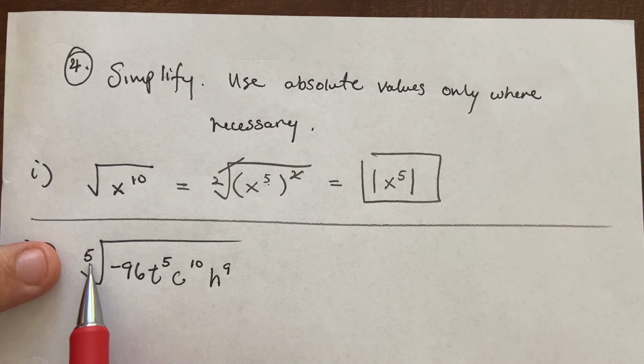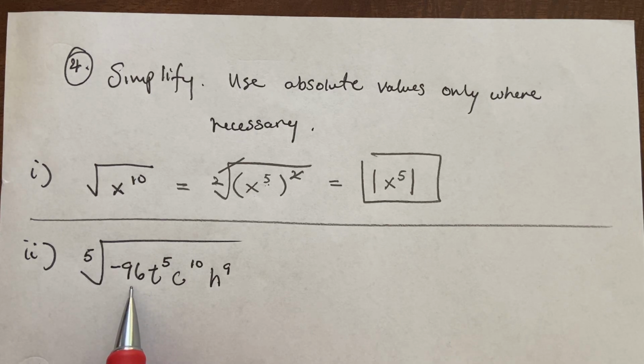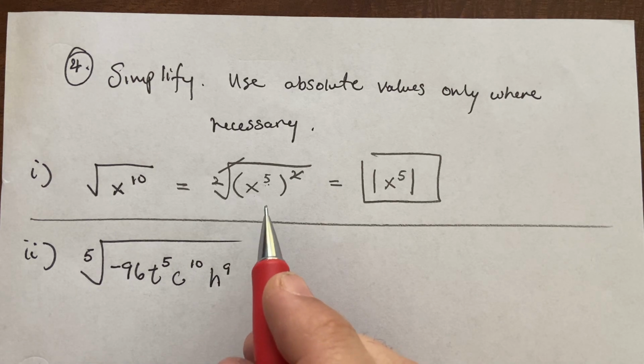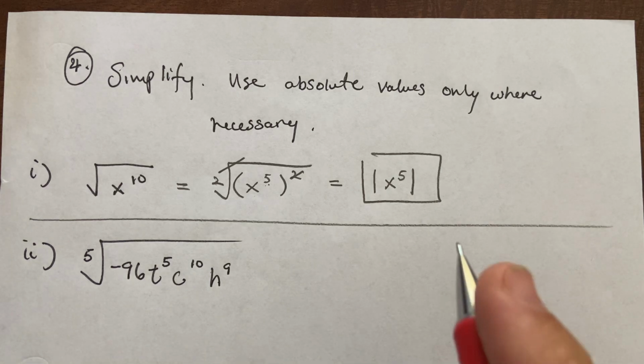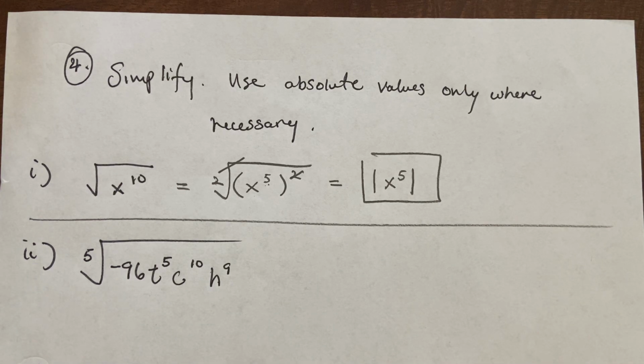For the next one, we have a 5th root. So that means I'm looking for all perfect 5th powers of these objects here. So not looking to write things as something squared. I'm looking to write these things as something to the 5th power, if possible. So negative 96. Let's see, I'm going to start dividing 96 by perfect cubes. So the first perfect cube is 1, the second perfect cube is 8. So 96 divided by 8 is 12, actually.